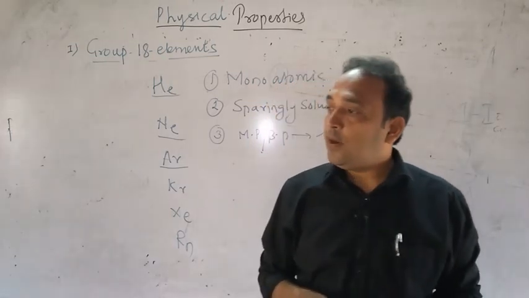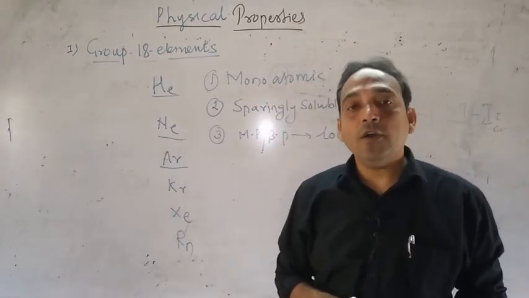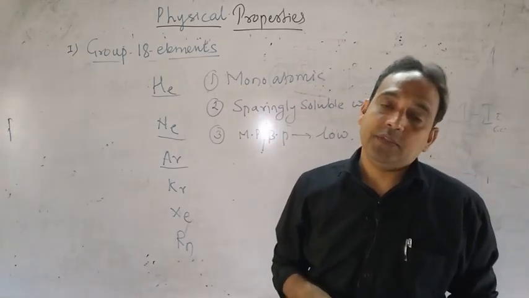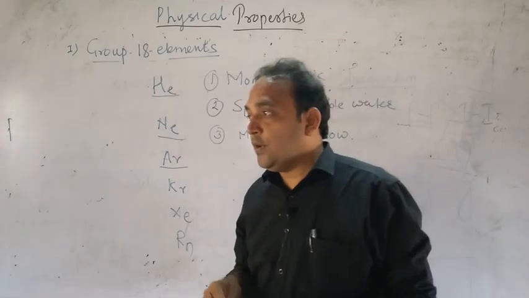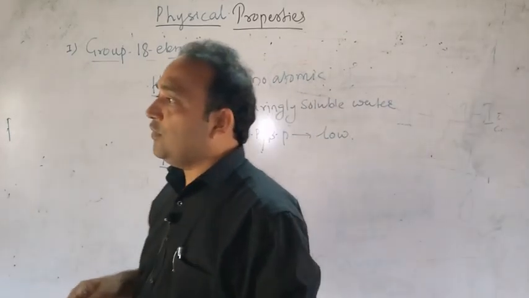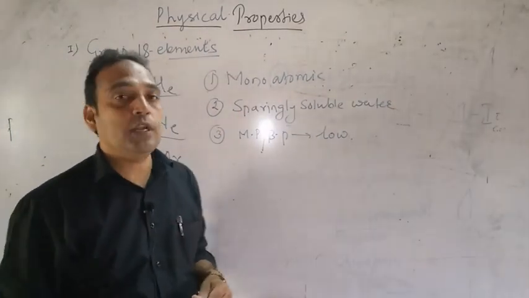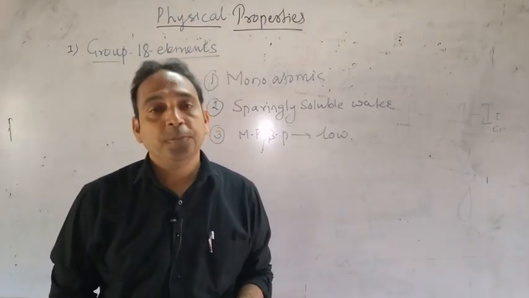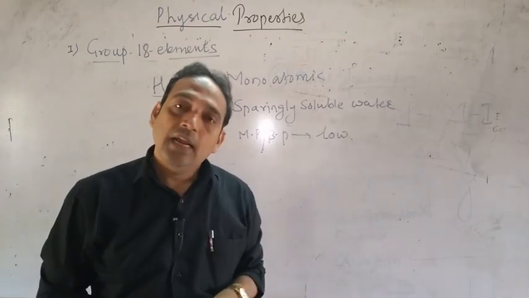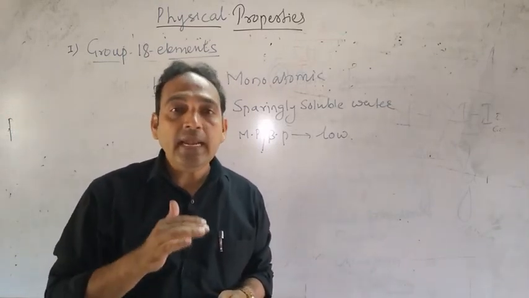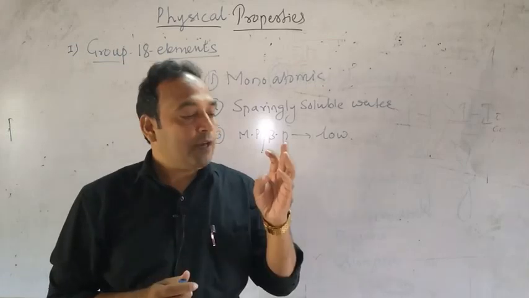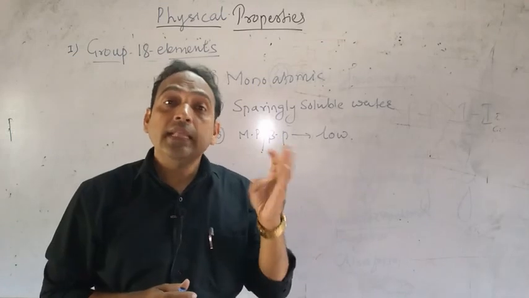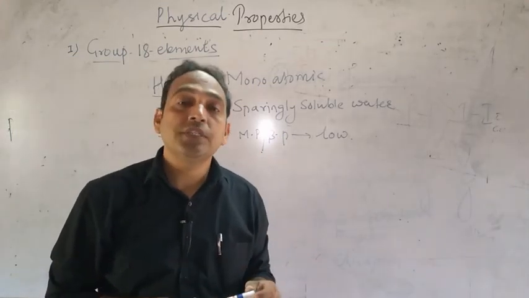So this is all about the physical property of your group 16, 17 and 18 elements. Okay, so this is all about our third video lecture of this topic, that is physical property of group 16, 17 and 18. Now in next video lecture we will discuss what is the trend in properties like electronegativity, ionization potential, electron gain enthalpy in group 16, 17 and 18.